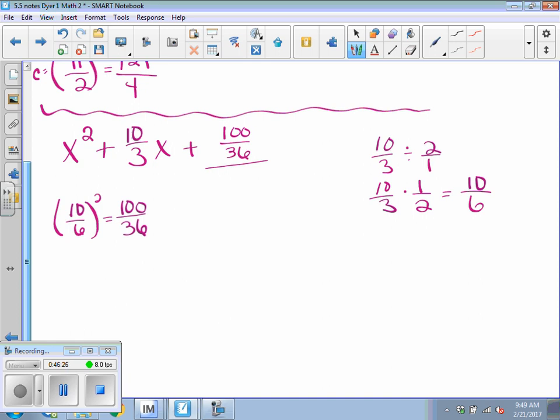But if you don't remember how to do this, just take your calculator and do 10 divided by 3. Get that answer, divide it by 2, change it back to a fraction, it'll give you 10 over 6. And then square it. That'll be 100 over 36. Okay? So that's your c.